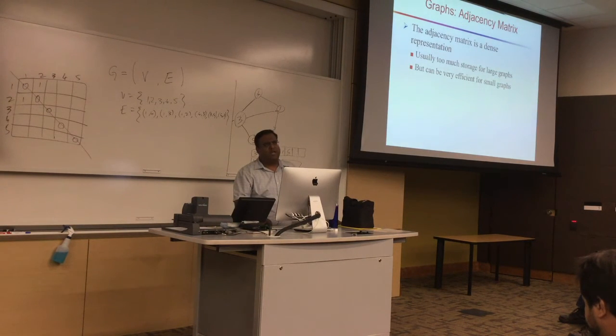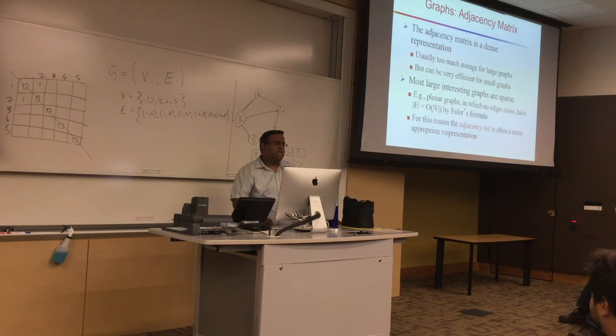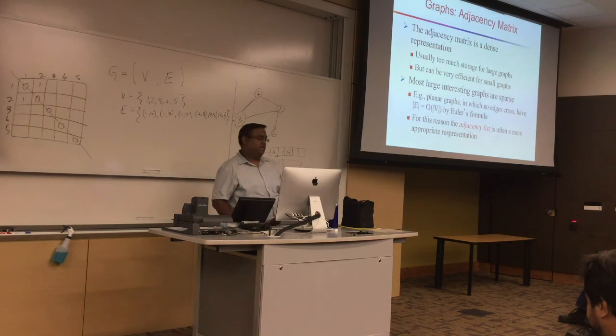Faster access. Why faster access? Because it's an array. It's a random access. You directly go to it, right? And so, most large interesting graphs are sparse. So adjacency matrix may not be that much of a deal.